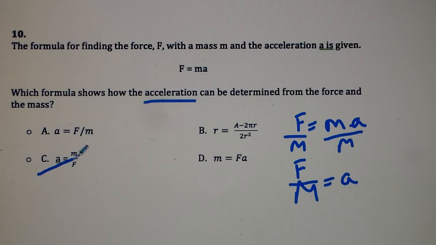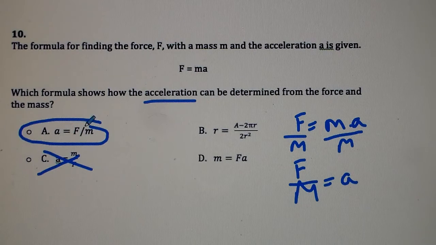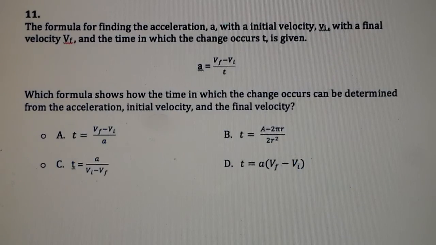M divided by F is not the same, so cancel that out. A is equal to F divided by m. So number 10. Number 11. Find the formula for acceleration, is what here below.